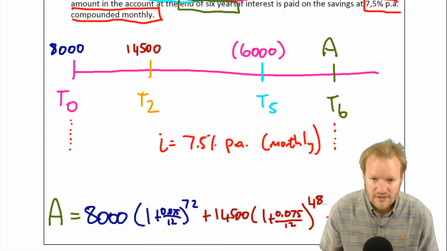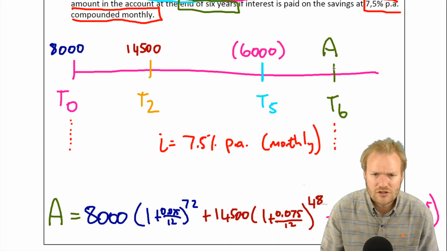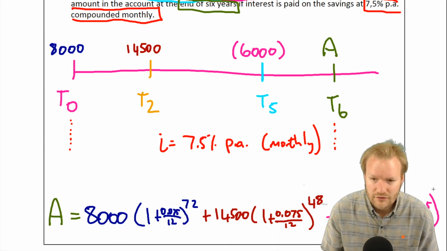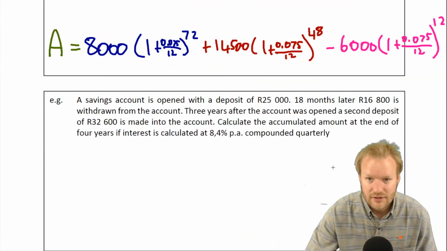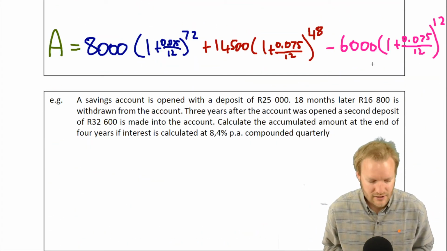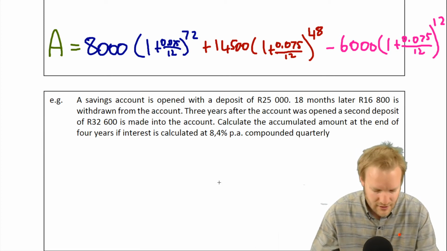And we're going to lose out on all the interest that money could have earned us. So we're going to subtract 6,000 times (1 plus 0.075 over 12). And it would have earned interest for a year, so for 12 months. Okay, now the calculator trick. So let's get our calculator up.